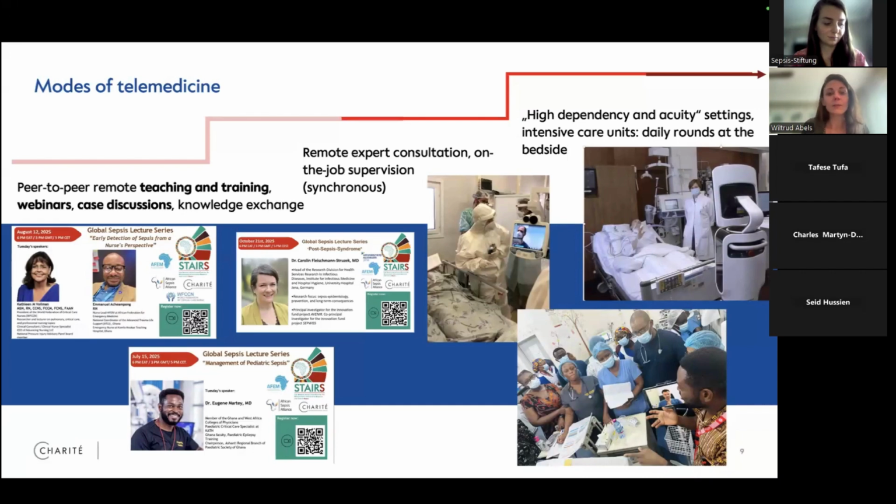If we go one step further up, I want to say stairs of modes of telemedicine, then the next step would be to have remote experts come and join a synchronous case discussion.